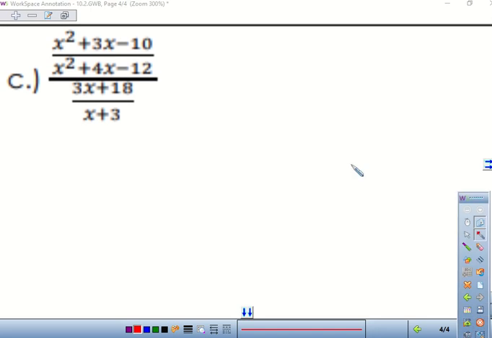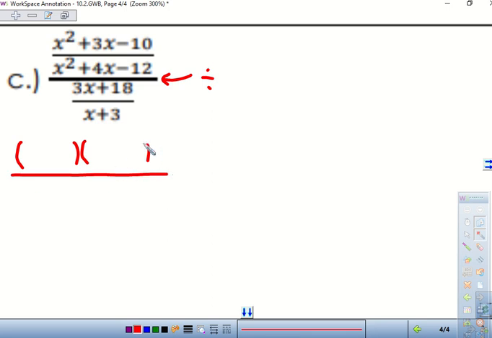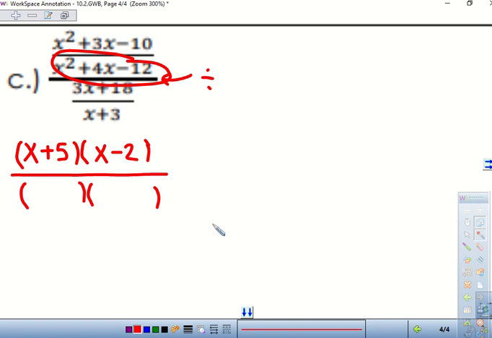Letter C. So this one looks more complicated than it is because this is just what operation? Division. So I'm going to rewrite this fraction, and as I do, I'm just going to factor it. So the top factors into x plus 5 and x minus 2. What's this one right here factor into? X plus 6 and minus 2.